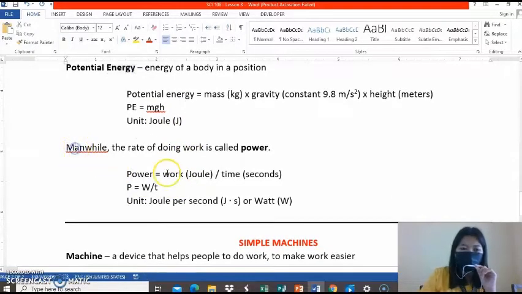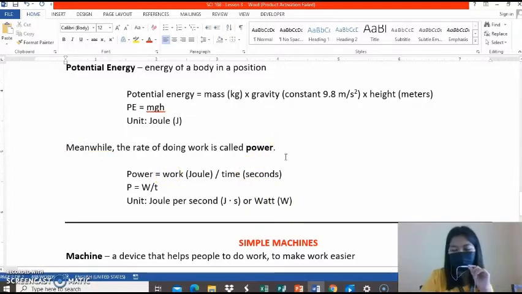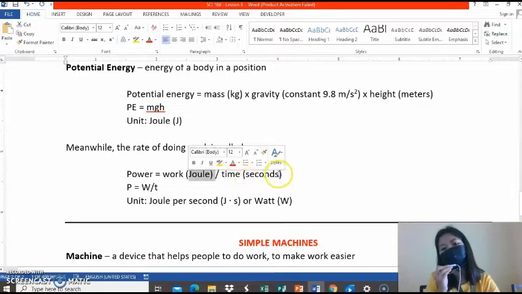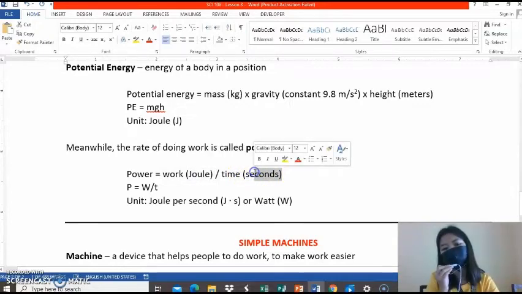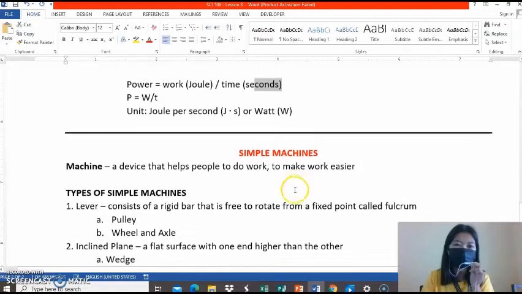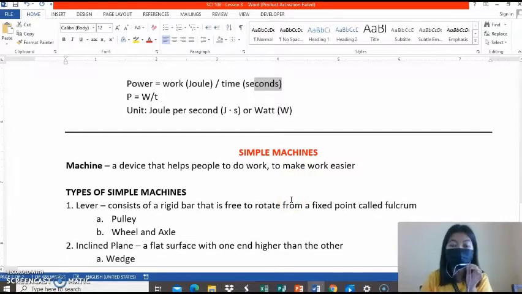Okay, so meanwhile, the rate of doing work is called as power. So power is defined to be work over time or rate of doing work. So in work, since the unit is joule, for time, the unit is seconds. So we have the unit for power as joule per second. 1 joule per second is equivalent to 1 watt. Yan. So, ang ating unit naman para sa power is watt. Formula, work divided by time. Okay. So, ganun lang kasimple yung mga formula for grade 8.